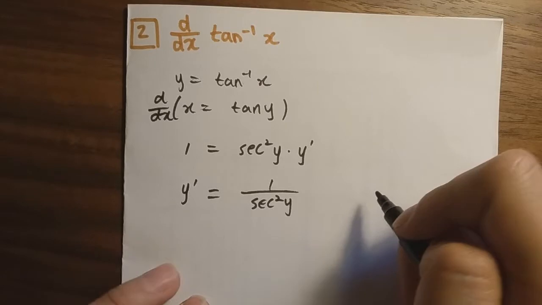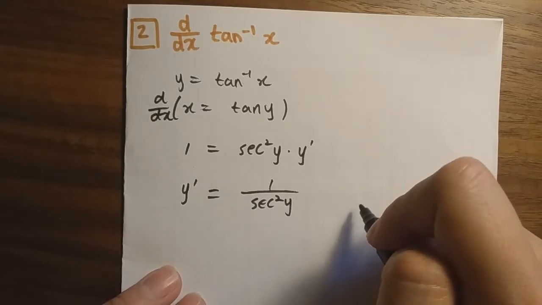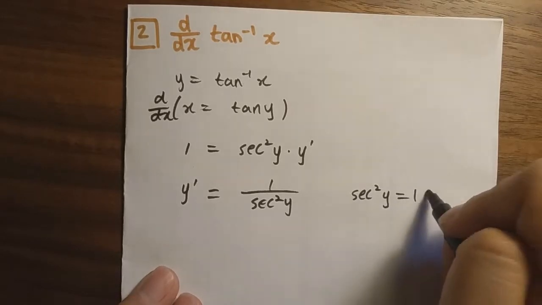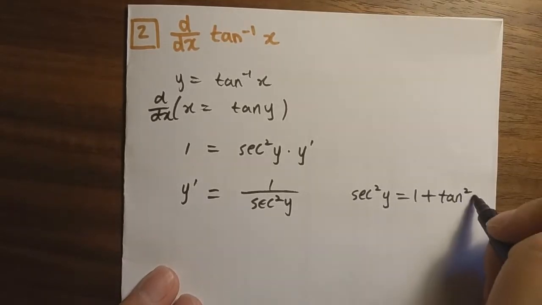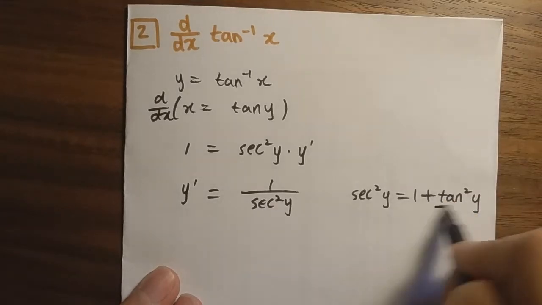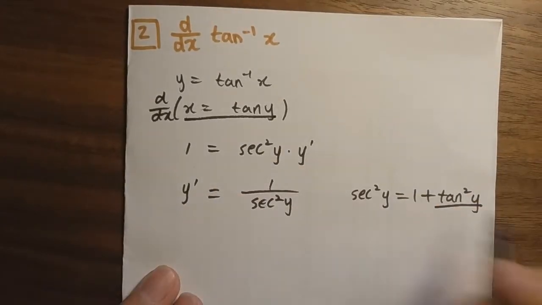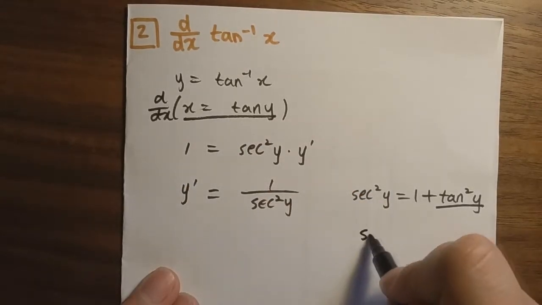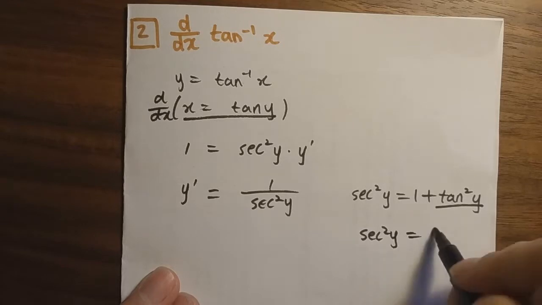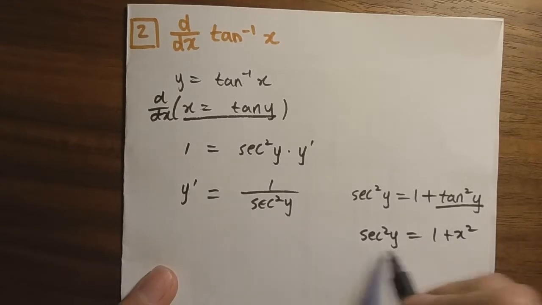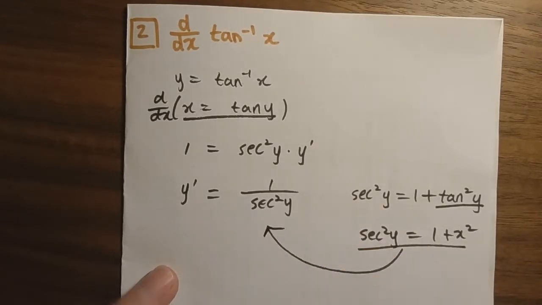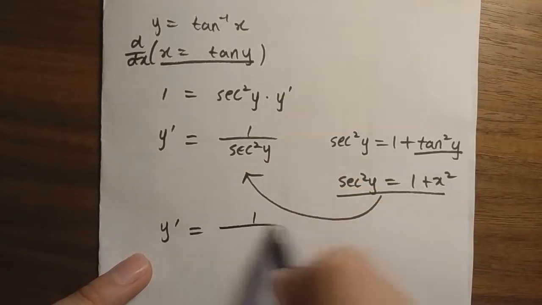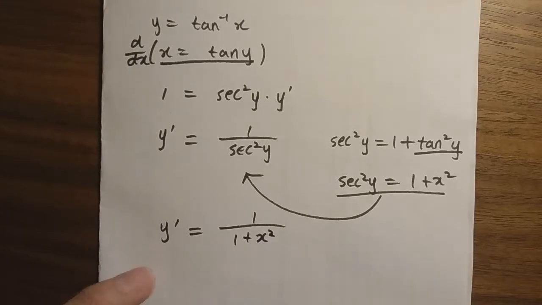And also from trig identities, we know that secant squared of y equals 1 plus tangent squared of y. And we know the tangent of y is equal to x. So plugging this into there, we get secant squared of y equals 1 plus x squared. So plugging this into there, we get y prime is equal to 1 over 1 plus x squared.